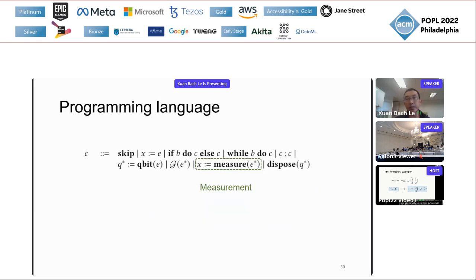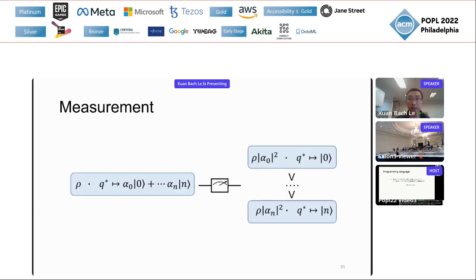And finally, in our language, we have a statement for measurement, where we measure the classical state of the qubits and assign the result to classical variables. So X here is a classical variable. In detail, after the measurement, the superposition of the measured qubit collapses into one of the classical states, and the probability of each outcome is multiplied with the probability of the state.